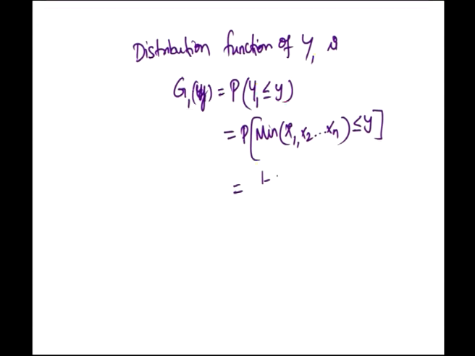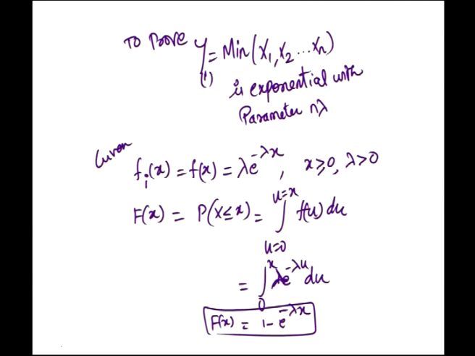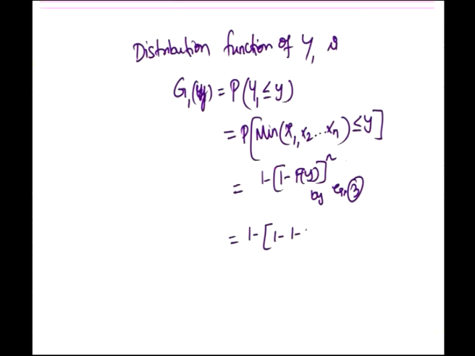for the smallest order statistic, the CDF is given by 1 minus of (1 minus F of y) whole power n. This is by equation 3. Just refer to the previous session, this is by equation 3. So, our F of y is 1 minus e power minus lambda y, so 1 minus of (e power minus lambda y) whole power n. This 1 gets cancelled and you will have only 1 minus e power minus n lambda y. This is the CDF of y1.